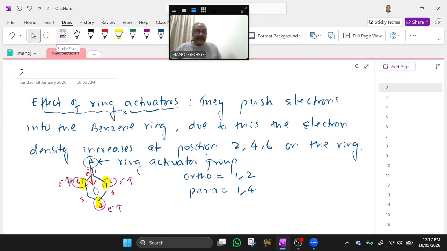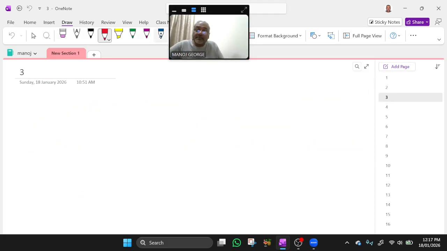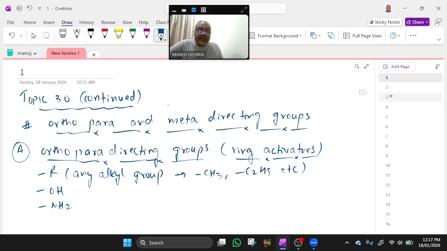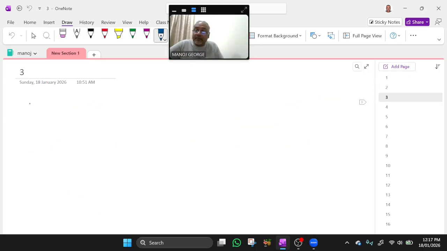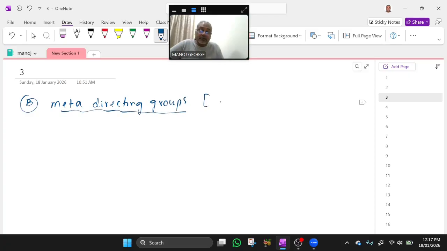Now, let's understand the second category of these compounds. The first category was the ortho-para directing group. The second category is the meta directing group. So what is a meta directing group? Meta directing groups are also called ring deactivators. So they deactivate the ring.